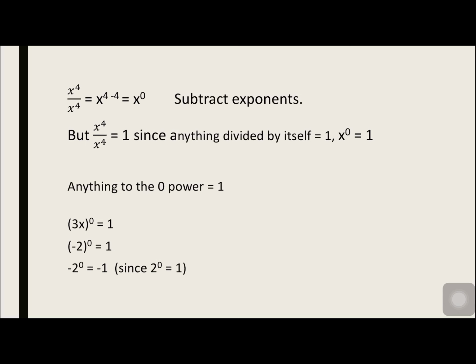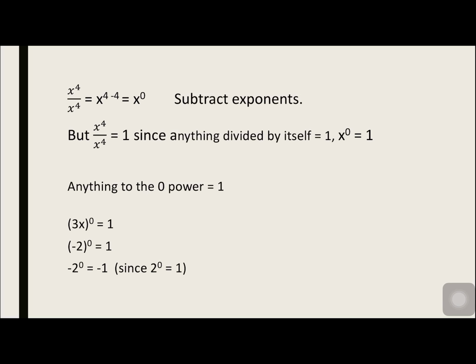X to the fourth divided by x to the fourth, our rule is to subtract exponents. But 4 minus 4 would give us x to the 0. But since x to the fourth divided by x to the fourth is something divided by itself, actually it equals 1. So anything to the 0 power equals 1.